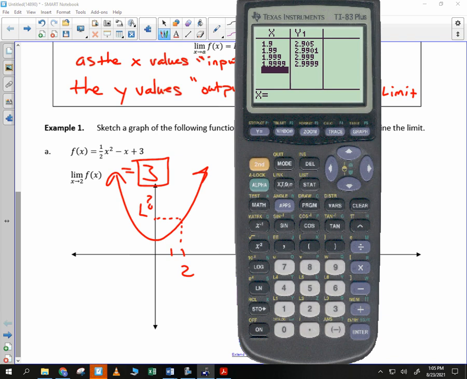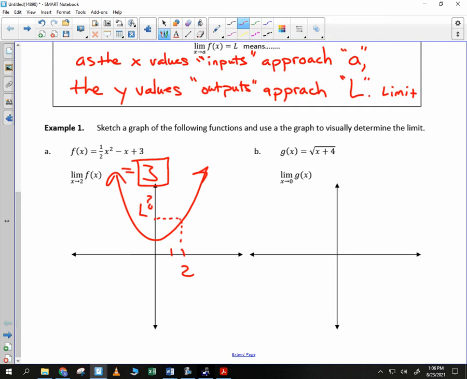Now, it just so happens in this situation, if you plug in 2, you get 3. That's not the definition of a limit, what you get when you just plug it in. It's what it's approaching. So please just understand that this is your first example.